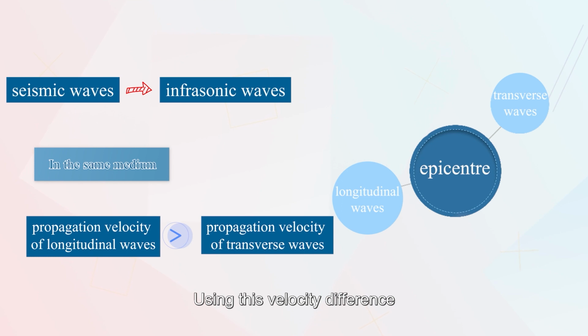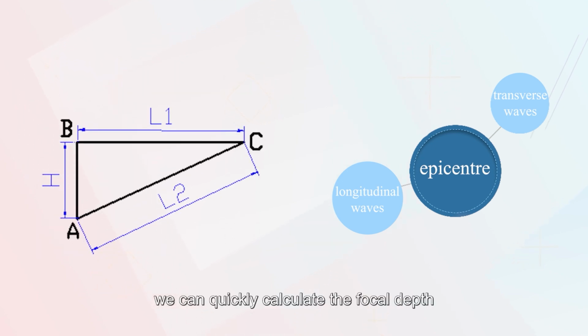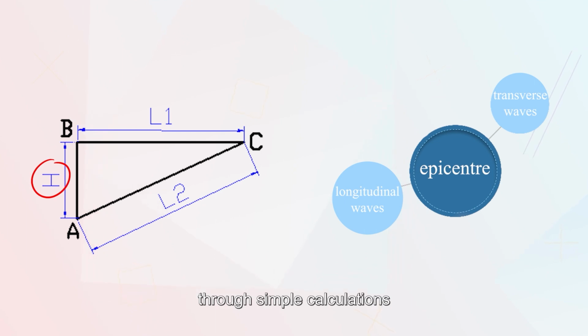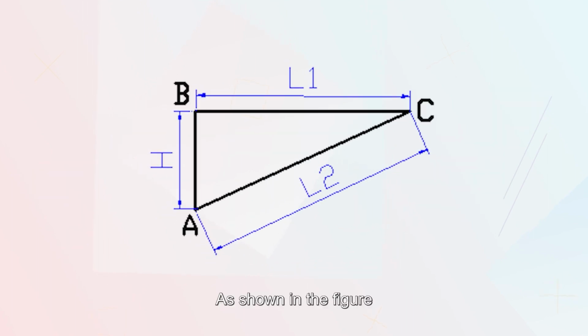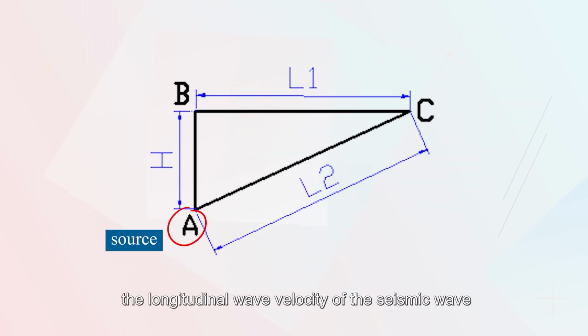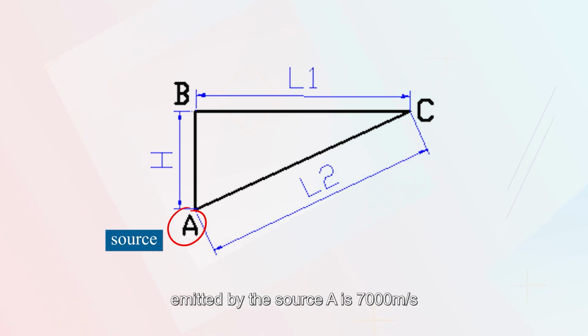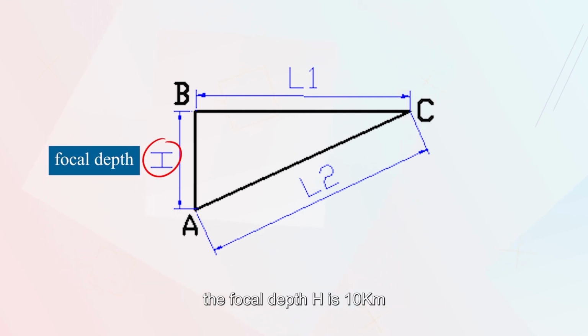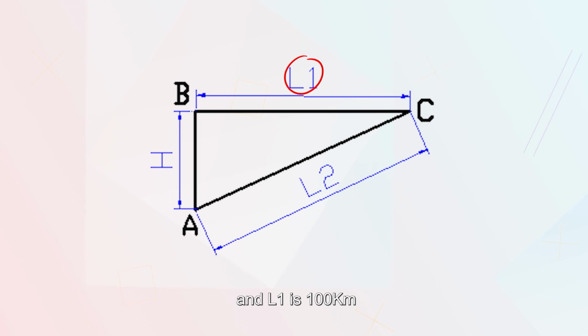Using this velocity difference, we can quickly calculate the focal depth through simple calculations and use electromagnetic wave signals to implement early warning. As shown in the figure, the longitudinal wave velocity of the seismic wave emitted by the source A is 7,000 m/s, and the transverse wave velocity is 3,000 m/s. The focal depth h is 10 kilometers and L1 is 100 kilometers.